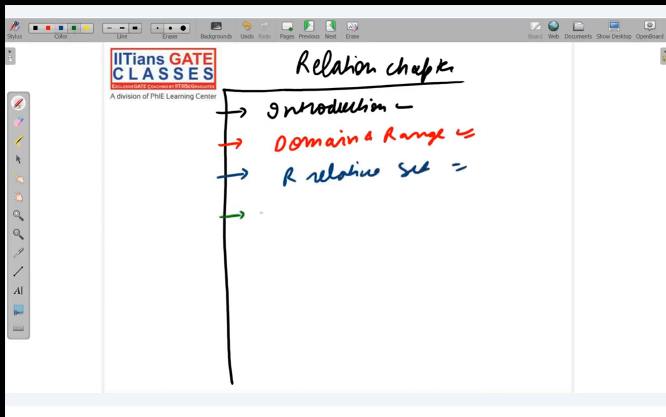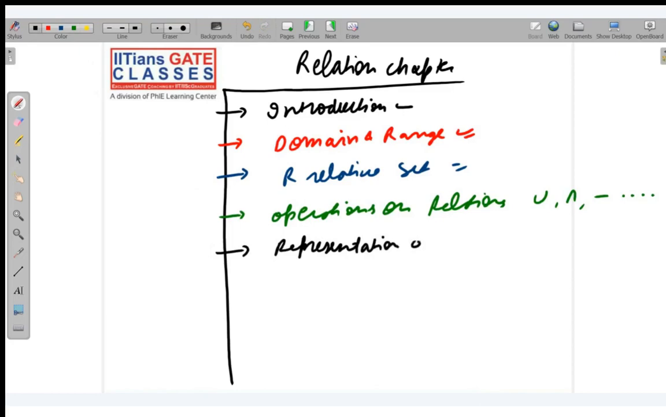Next topic will be operations on relations. Actually, relations are nothing but sets only. A relation is a subset of A cross B, na? So all the set operations like union, intersection, set difference, cross product, and so on, we can do with relations. We will study them one by one. Then after operations, we will start representation of relations.